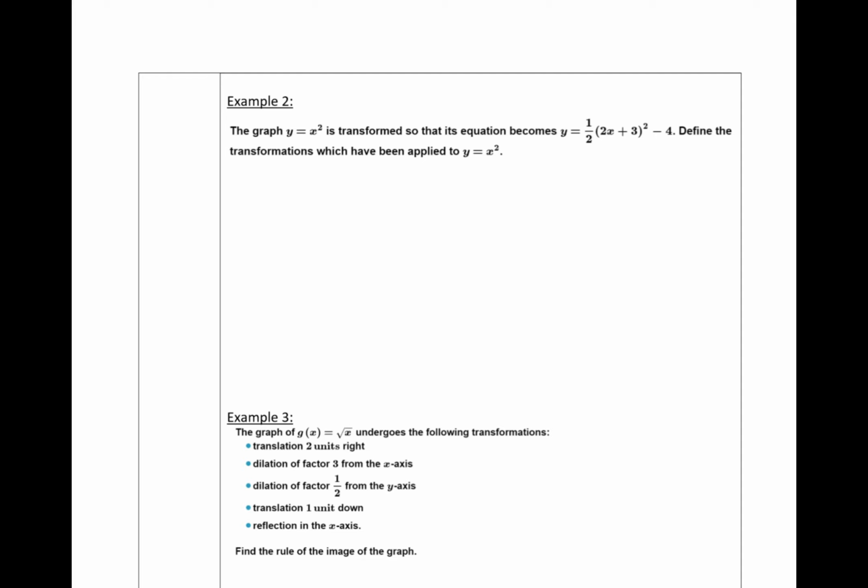So now it's time to test your understanding. For example 2, we're told that the graph y equals x squared is transformed, so this must have been the pre-image, so that its equation becomes this. So these are my two things. And equation becomes tells me that this is my image, this is my pre-image. Define the transformations which have been applied to y equals x squared. Pause the video and give this a go now.